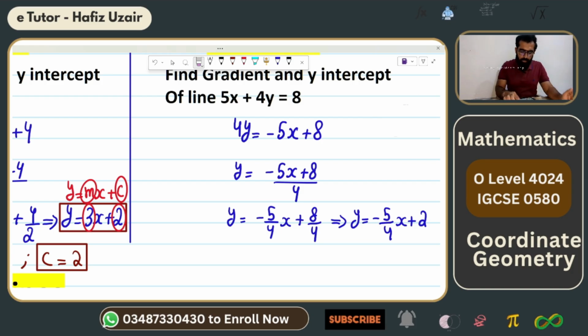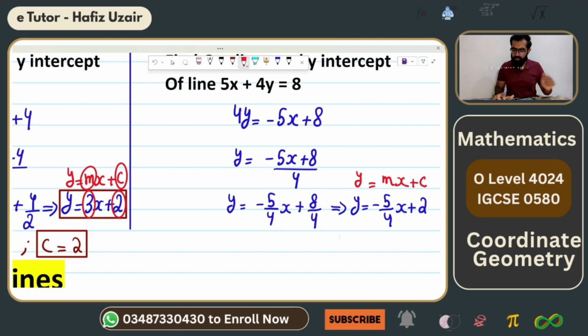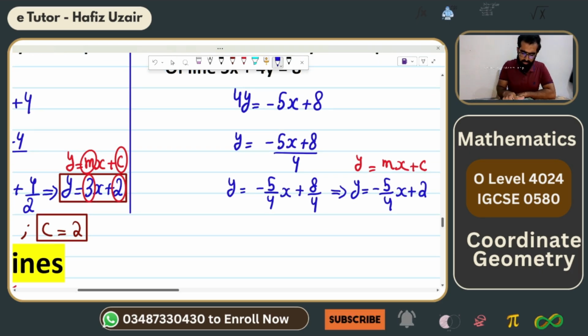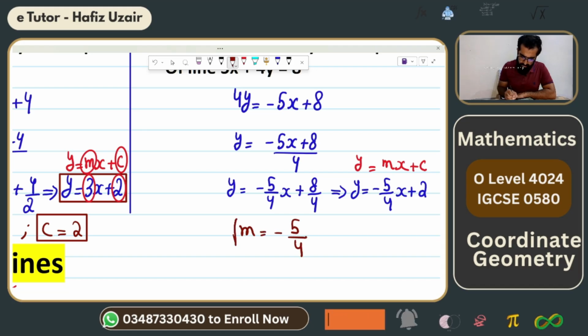Now compare this with y equals mx plus c. So in the place of m we have minus 5 by 4. Don't ignore the sign, otherwise you'll lose mark. So m will be equals to minus 5 by 4 and c will be equals to 2.